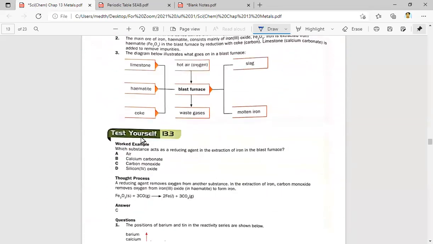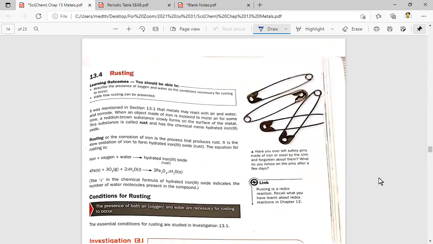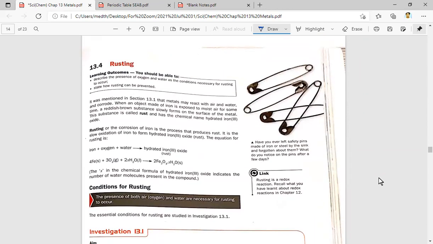Okay, so this is just a summary of what we highlighted in terms of the metal extraction. Okay, now 13.4, we go on to the second last part, we highlight rusting. Now, rusting is just a very small component within the syllabus itself, but when it comes out, if you ask me, I think it's what I call free marks. It's not difficult at all.